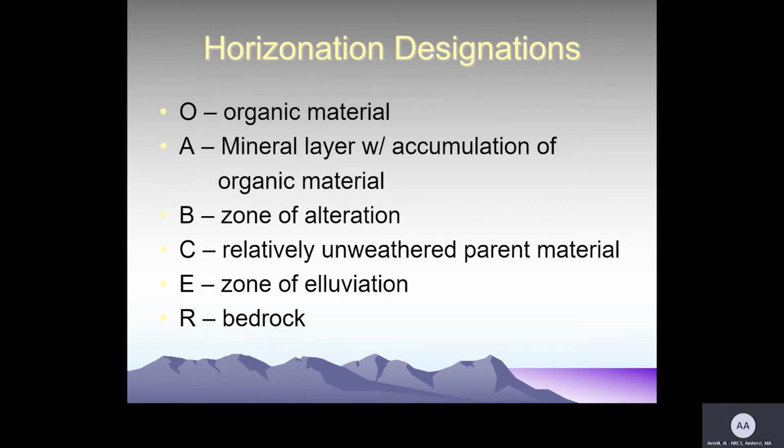Then there's the R. That's the bedrock. The R layer is the unconsolidated bedrock that you may or may not encounter in a soil profile. Some deposits in Massachusetts are many, many tens or hundreds of feet thick, and you don't encounter the bedrock. In other places, the bedrock is very close to the surface.